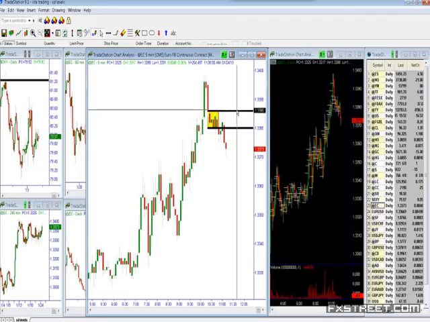So if that's 6 ticks, we need an 18-point drop away from this level before we're sure to rally back up to that level, and that's a pretty good trade.